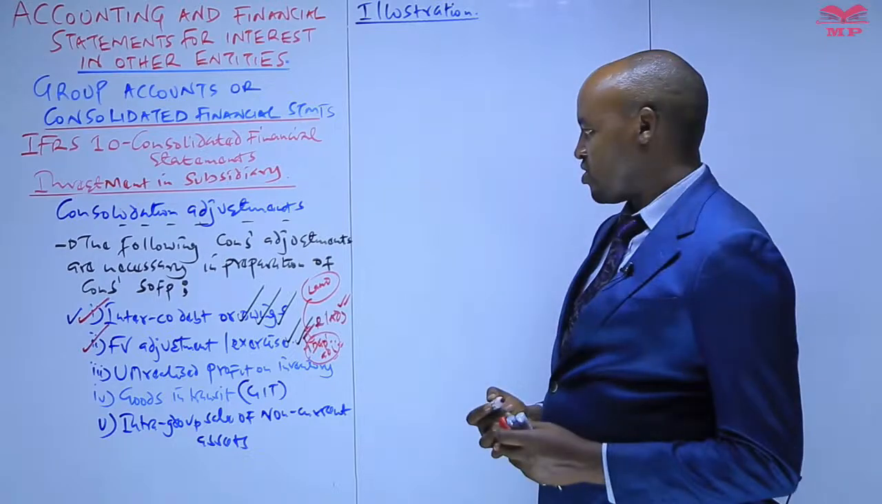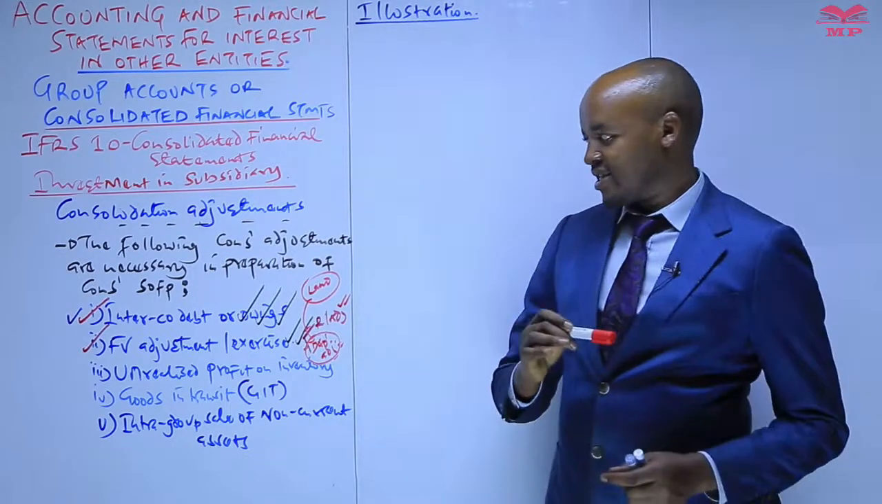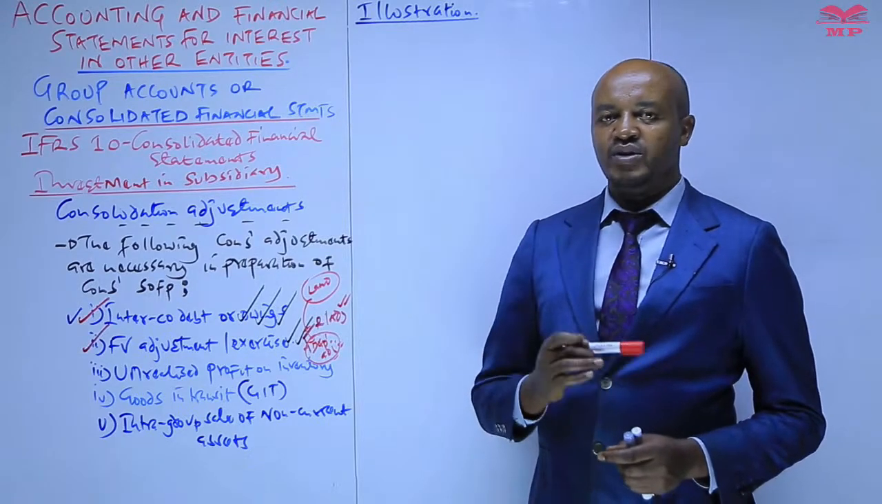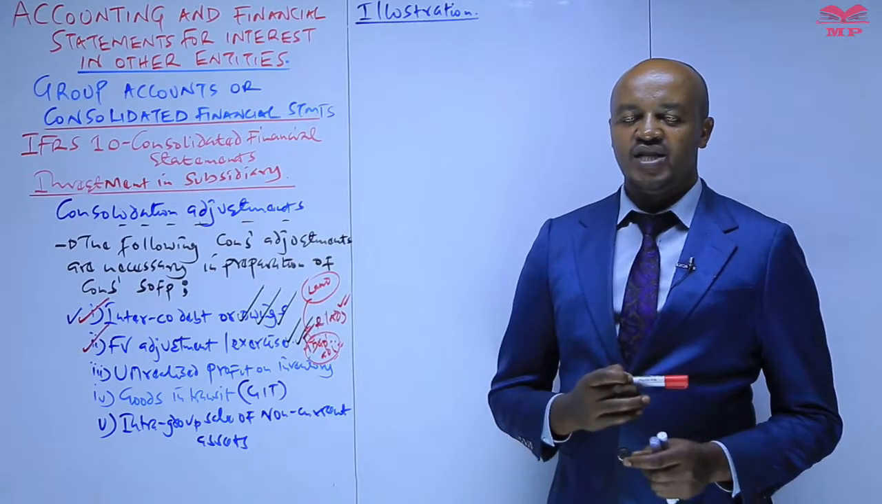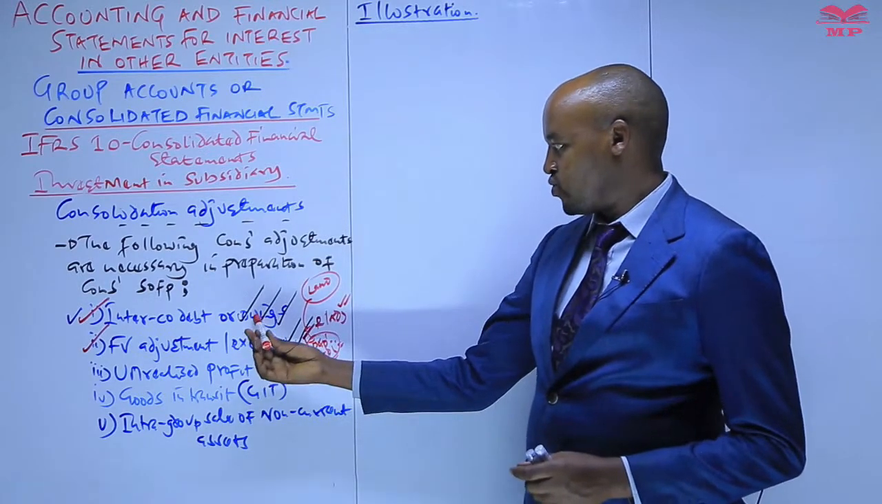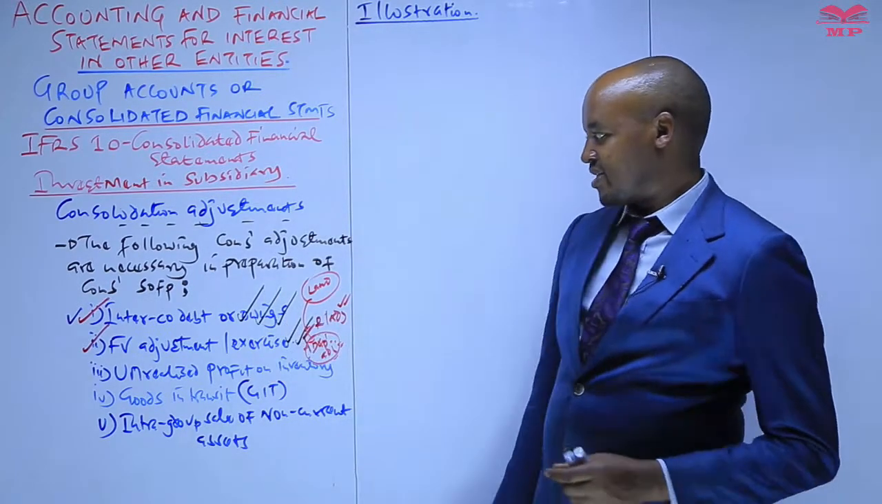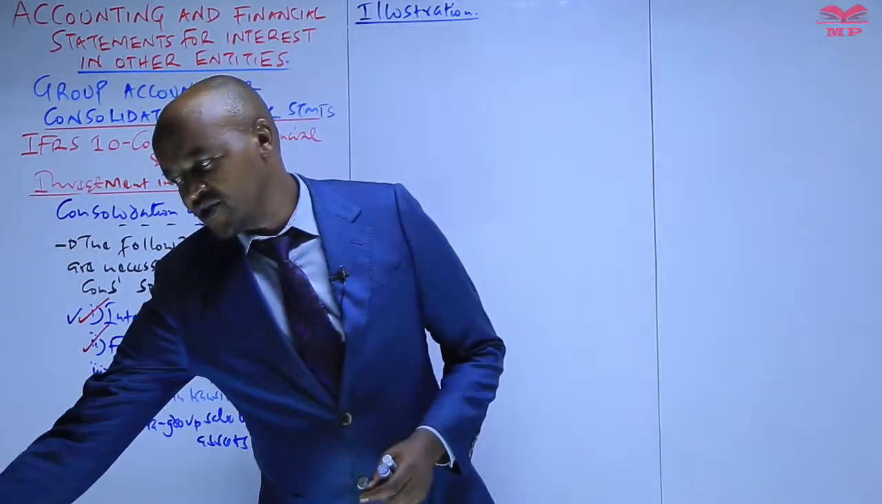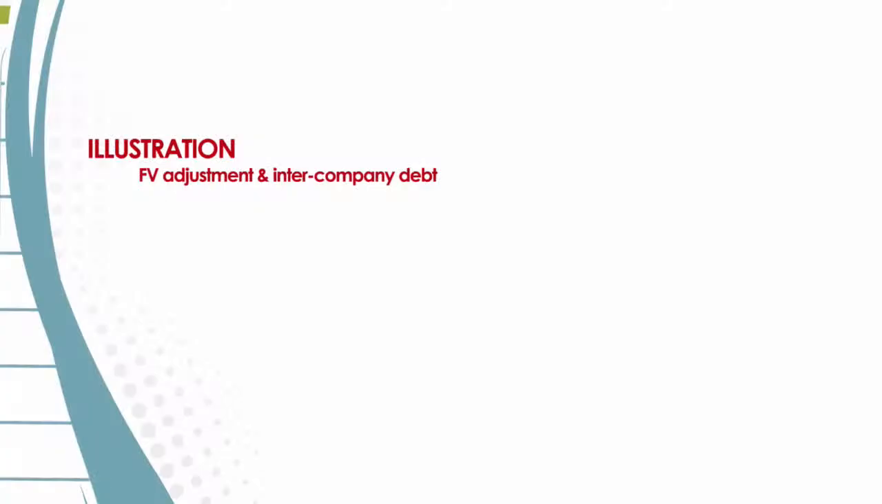So what I want us to look at is an illustration whereby we have a group accounts question requiring the preparation of a consolidated statement of financial position, and we have these two adjustments, that is the adjustment relating to intercompany debt and what we refer to as the fair value adjustment. So let's go through the illustration and you see what we are told.